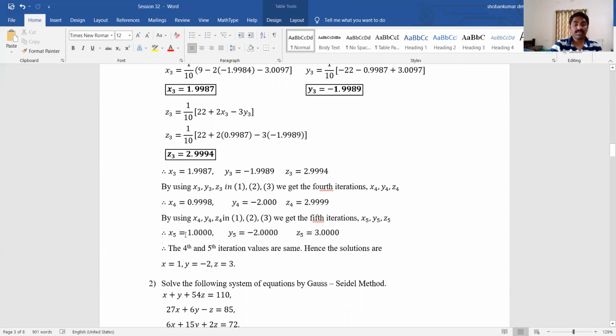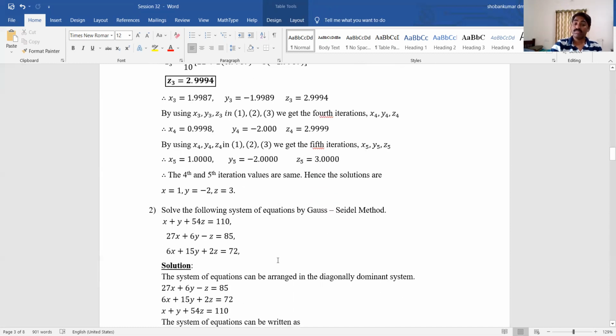In the fourth and fifth iterations, 0.99 is approximately 1, and 2.99 is approximately 3. Here these two iterative values are the same up to 3 or 4 decimal places. Therefore x is equal to 1, y is equal to minus 2, z is equal to 3. These are the solutions of the given system of linear equations by Gauss-Seidel method.